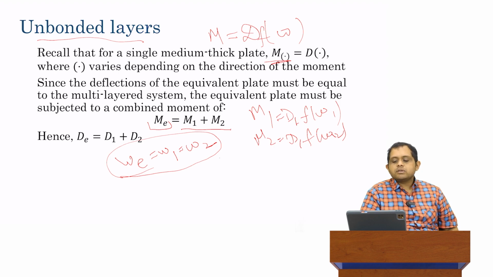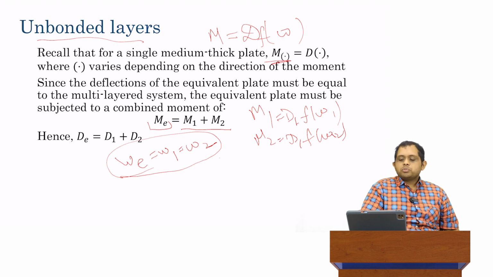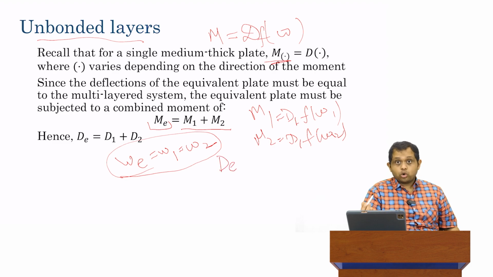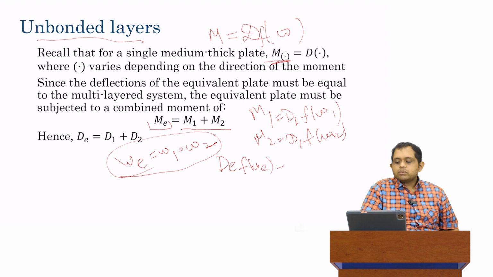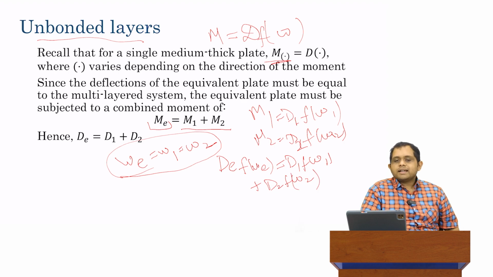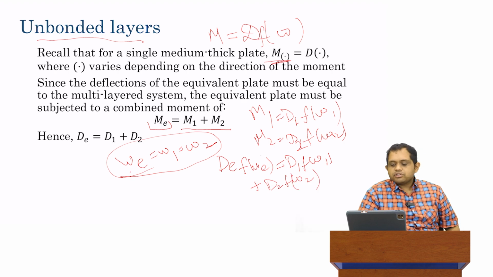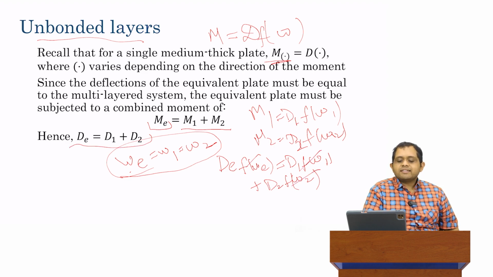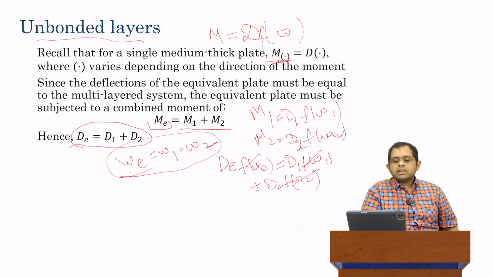the sum of the moments on the original plates. In other words, ME is equal to M1 plus M2, which means we can write DE, which we don't know yet, times some function of WE is going to be equal to D1 times some function of W1 plus D2 times some function of W2. I mistakenly wrote this as D1, I just changed it to D2. Furthermore, since WE is equal to W1 is equal to W2 and the function which we are applying is the same, these all cancel out. So based on this assumption, we get DE is equal to D1 plus D2. That's a pretty fundamental formula which we get for the unbonded layers.